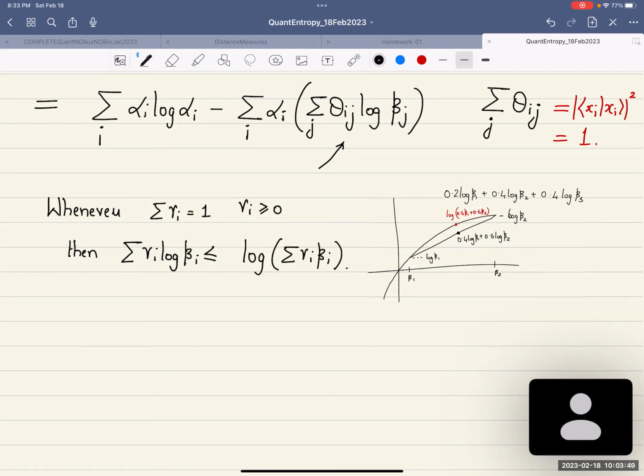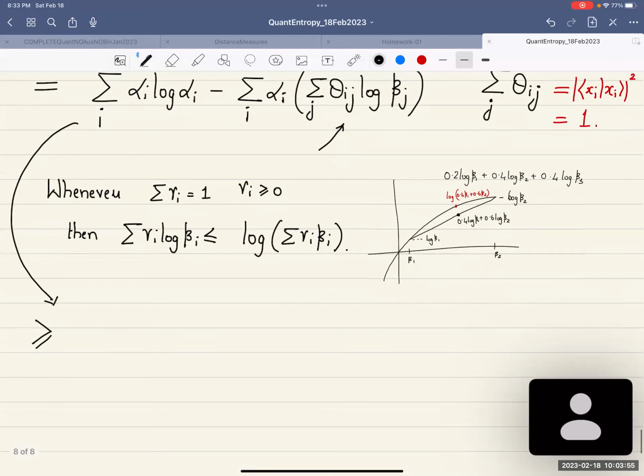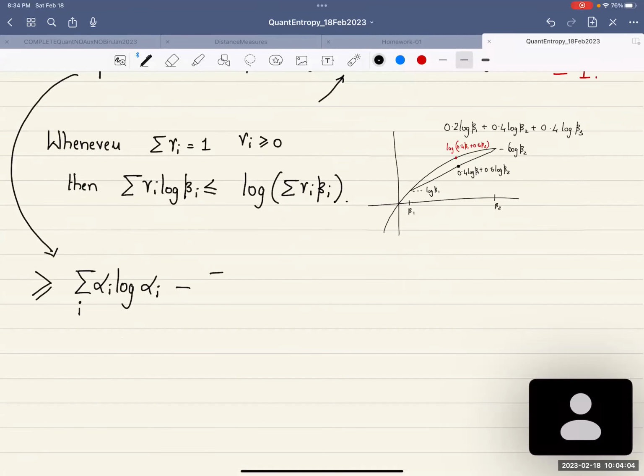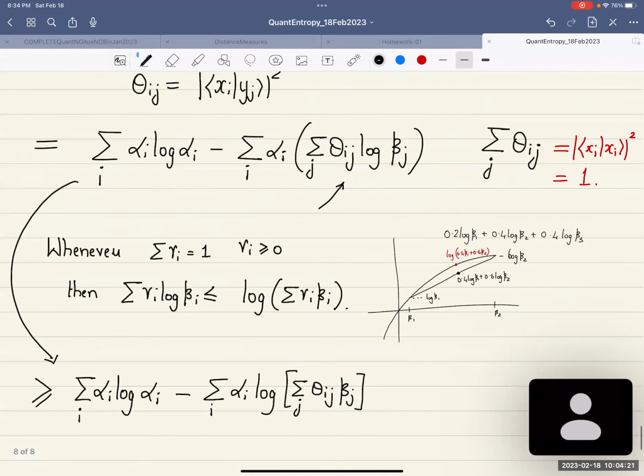So I can go from here to say that this is at least summation alpha i log alpha i minus, I subtract a larger quantity, summation alpha i log of summation over j theta ij beta j. Is that okay? I just pull the summation inside by concavity of the log, and I increase the term, and hence I decrease the value. Is that okay?